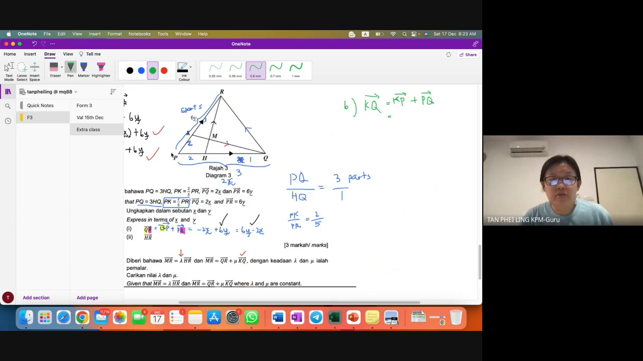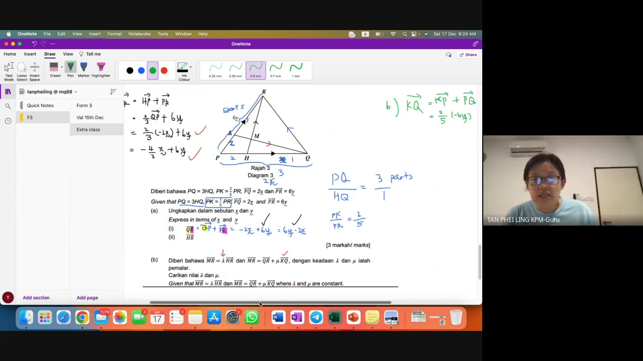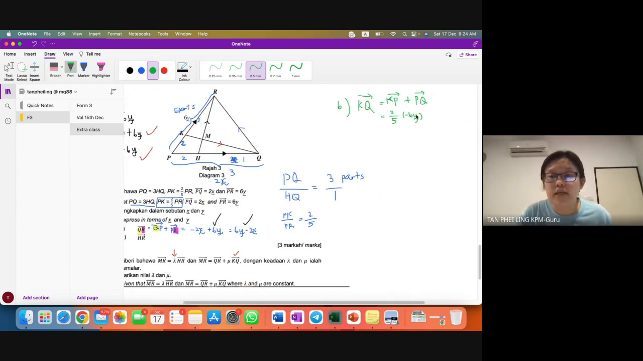KP will be 2 parts out of 5 parts, sorry, 2 parts out of 5 parts. So same direction, KP will be RP, so you need to minus 6y here. Why? Because this is 2 parts out of 5 parts of RP. The step just now I listed down slowly. Here I do a bit faster where I put minus 6y straight away. And then PQ will be 2x.